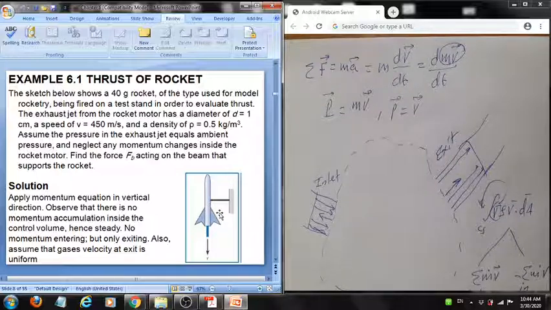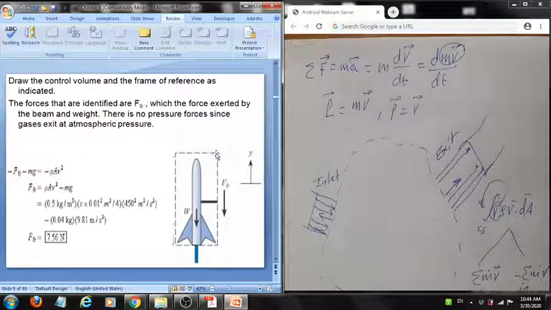Okay, we need to remember the steps in solving this problem. First of all, we have to draw and identify the control volume, so we have drawn it like this. This will come with experience as you do more problems, you will gain experience in dealing with control volumes. Two, we have to identify or draw the coordinate system. In this case, we have only one coordinate, which is the y-axis or the elevation. We're not concerned with the other directions.